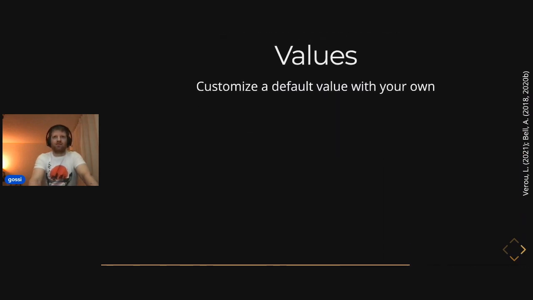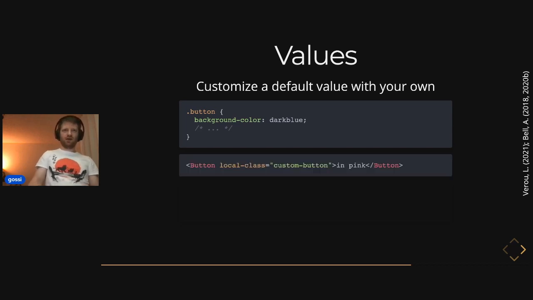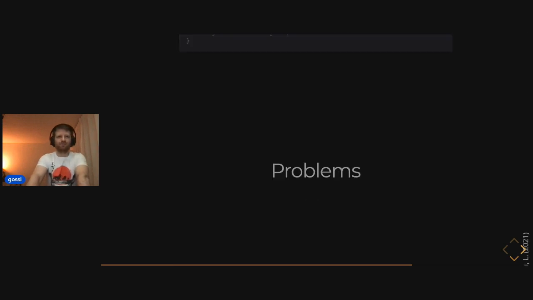Let's start with values. We want to customize a default value with our own. So here we have the CSS of a button component, and it has a dark blue background color. Here's how we use that button component. We give it a local class, with a custom button, because we want to have it in pink. And then we override the background color with pink. So I think that's what perhaps some of you are already doing to customize a given element.